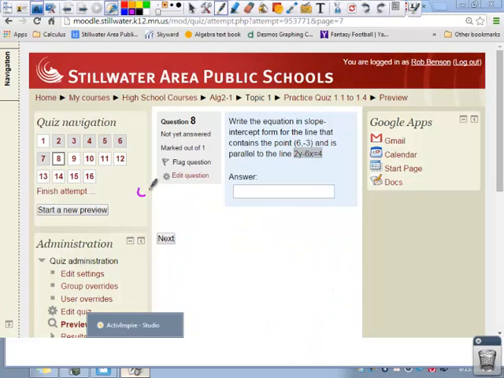I'll put this out here. Y equals mx plus b. We want to find the m and the b. And this is what they've given us right here and here. And we know this new line is parallel to this equation, right?